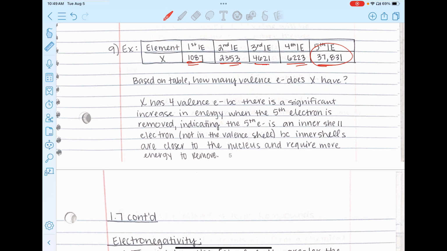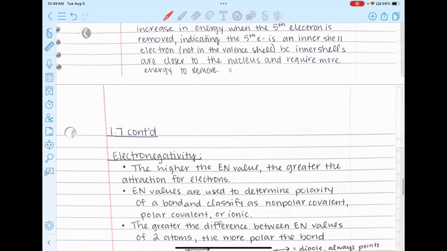What that tells us is that the fifth electron must be an inner shell electron and not part of the valence shell, because it requires so much energy to remove, because inner shells are closer to the nucleus. We know that the force of attraction is greater the closer it is to the nucleus, and therefore it would require more energy to remove.